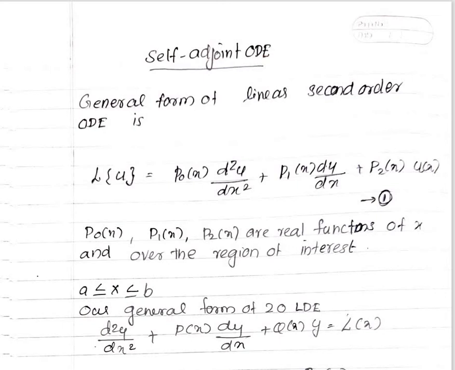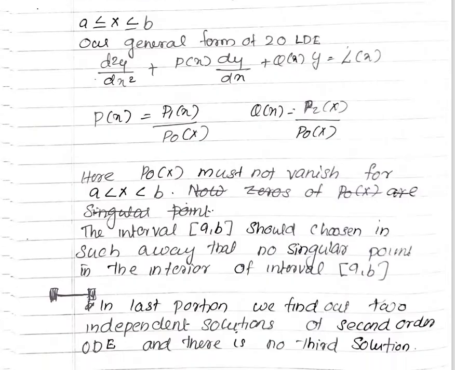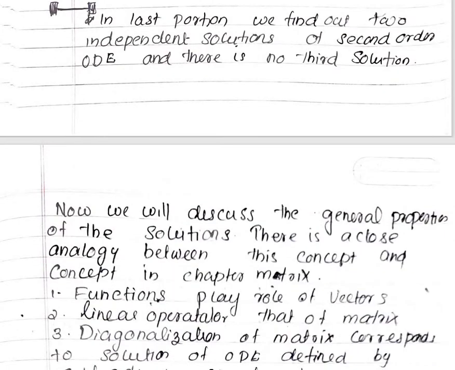Self-adjoint ordinary differential equations. In the last class, we discussed solutions of ordinary differential equations. For a second order differential equation, we find two independent solutions and there is no third solution.